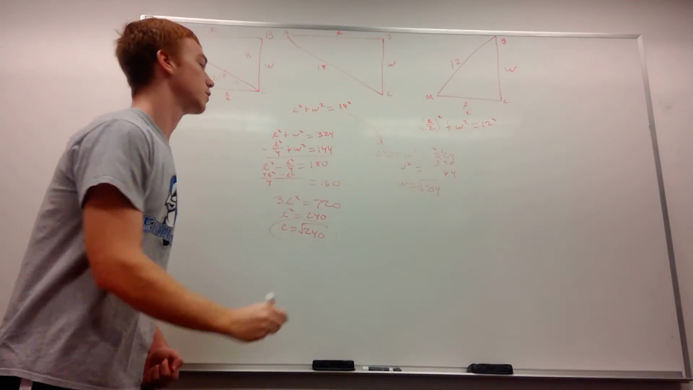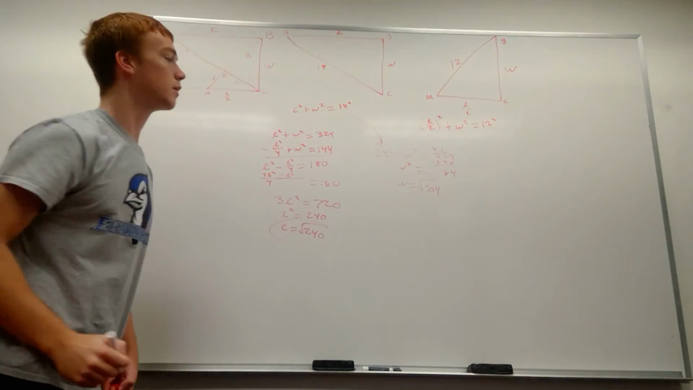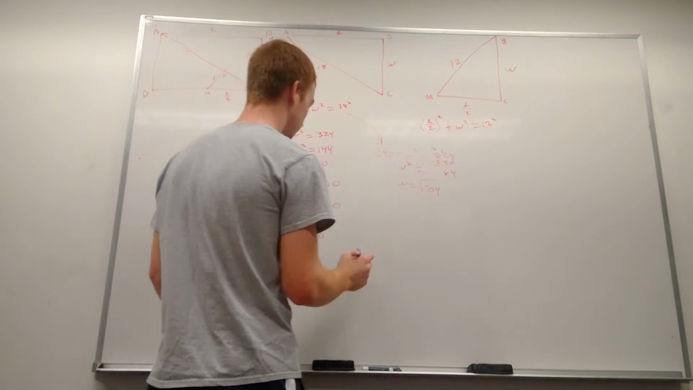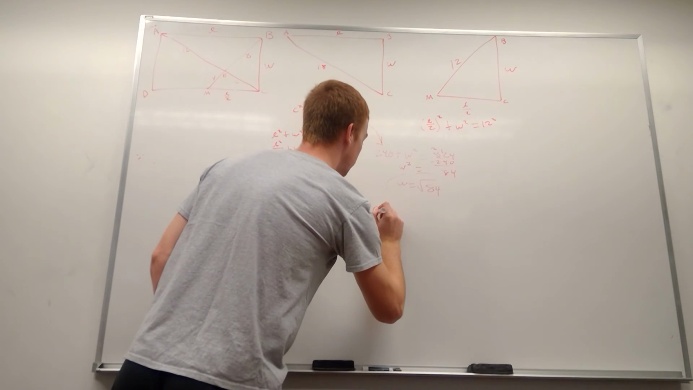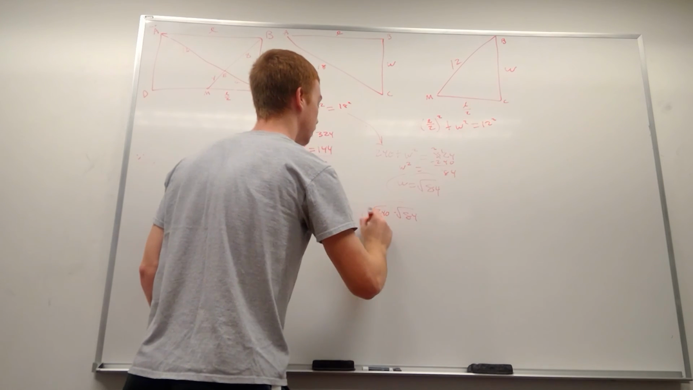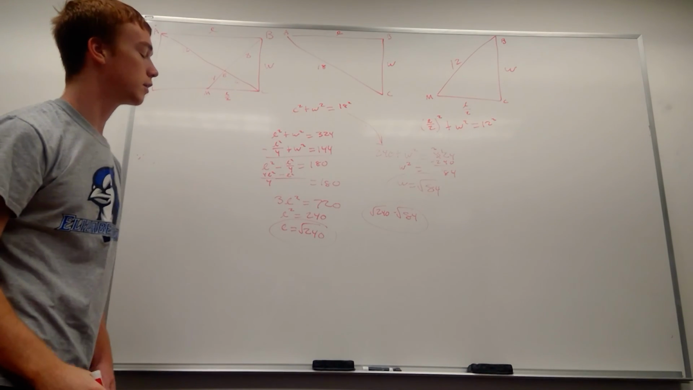Again, we're just asked to find the area of the rectangle. So the area is just length times width, so it's the square root of 240 times the square root of 84. And you can rationalize that together if you like.